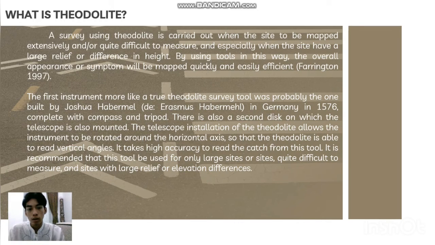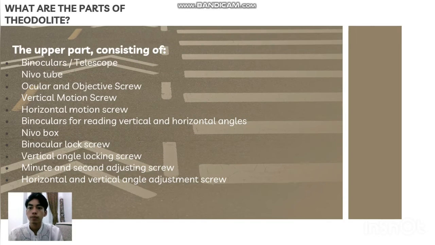There is also a second disc on which the telescope is mounted. The telescope installation of the theodolite allows the instrument to be rotated around the horizontal axis, so that the theodolite is able to read vertical angles. It takes high accuracy to read the angles from this tool. It is recommended that this tool be used only for large sites or sites quite difficult to measure, and sites with large relief or elevation difference.